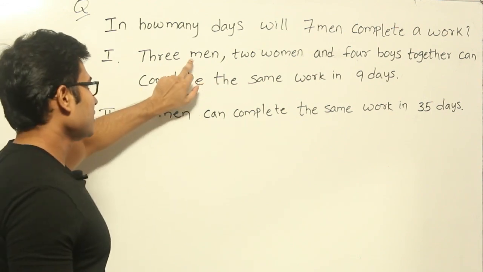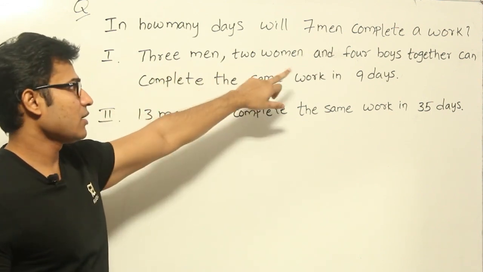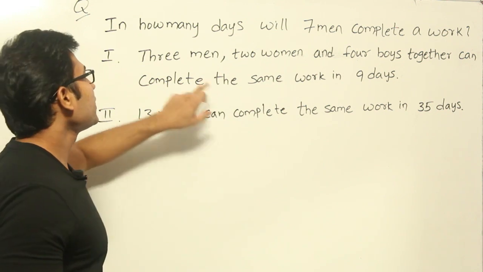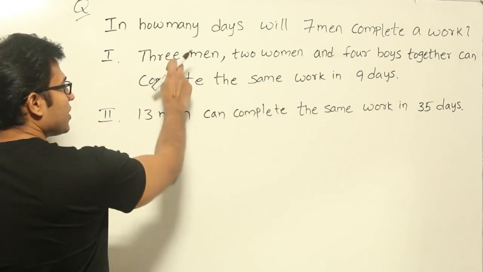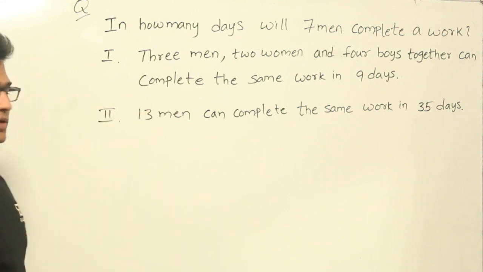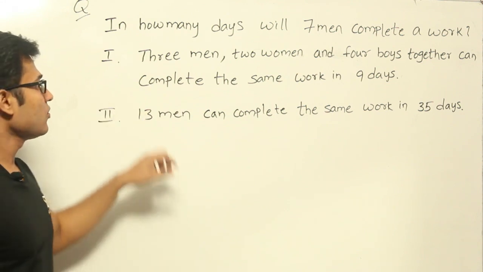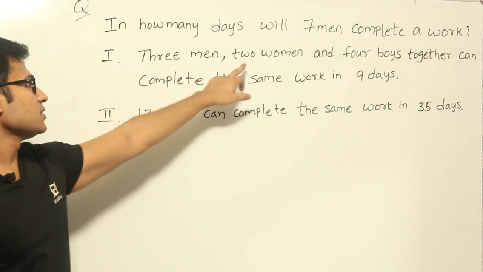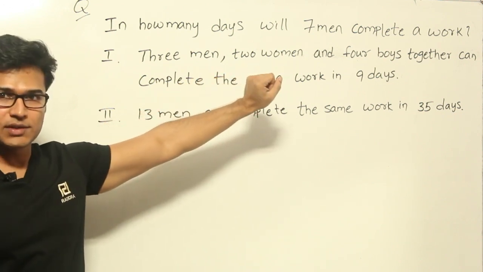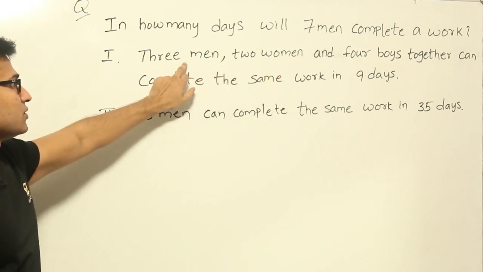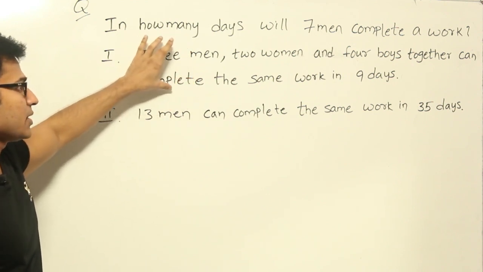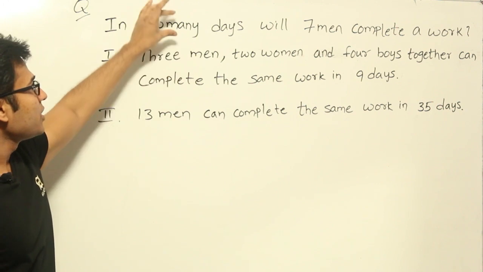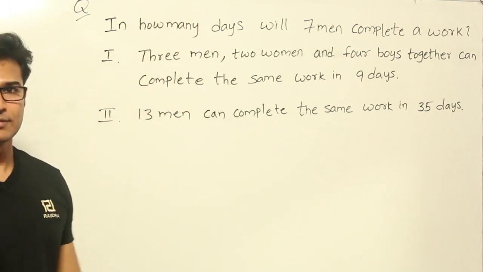Statement number 1 is saying that 3 men, 2 women and 4 boys together can complete the same work in 9 days. Now by using this statement number 1, we have already seen that concept in time and work. Without knowing the individual capacities of women and boys, I will not be able to find out the individual capacity of men from the given data. Unless I have the individual capacity of the men, I will not be able to find out this answer, right? Because the question is completely about men.